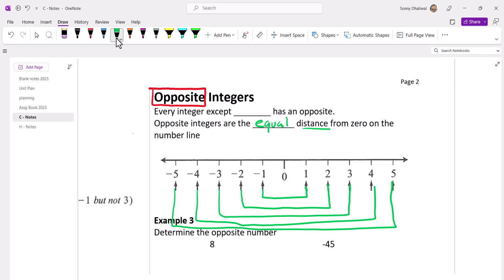So that's the answer for here. Why read my hand? Except for 0. Zero's left out of everything.